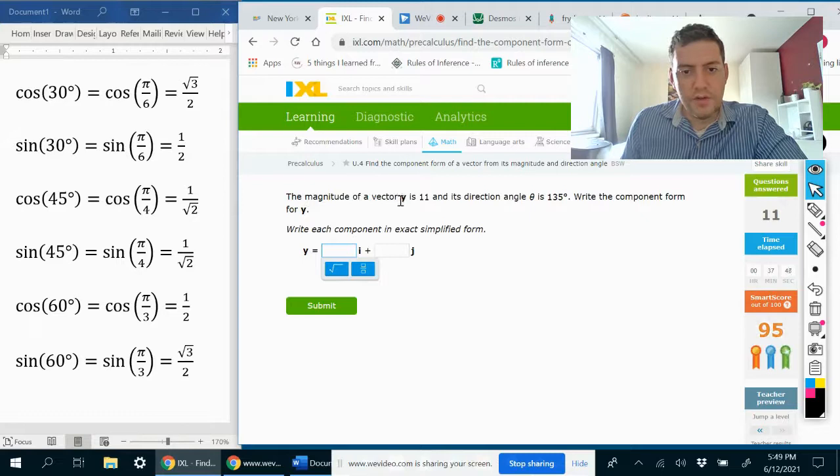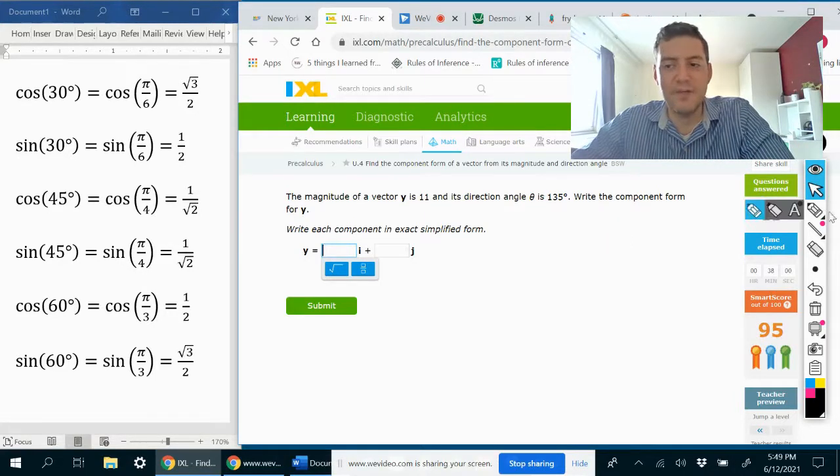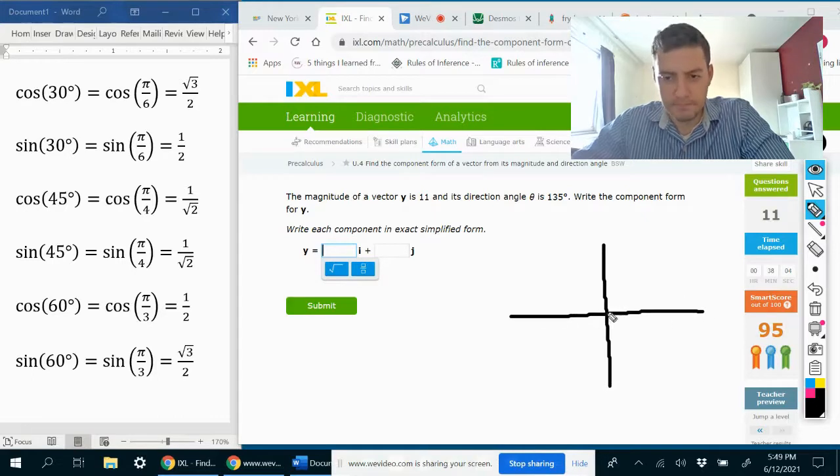Okay, the magnitude of a vector y is 11 and its direction angle is 135 degrees. This is exactly the same as before. Maybe the only difference here is that for the horizontal component, it would be a negative number, because if we sketch it real quick, 135 degrees is about here. So we can see that we're going to get a negative horizontal component and a positive vertical component.